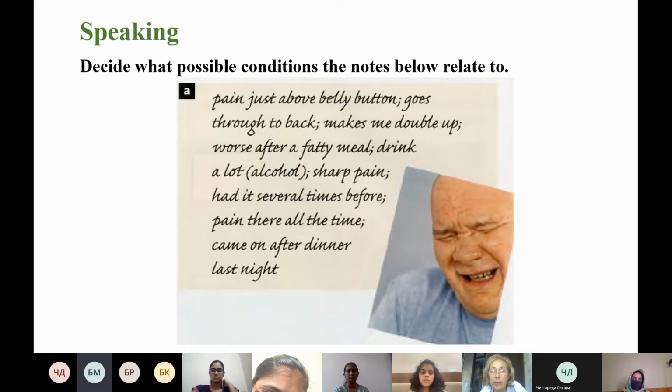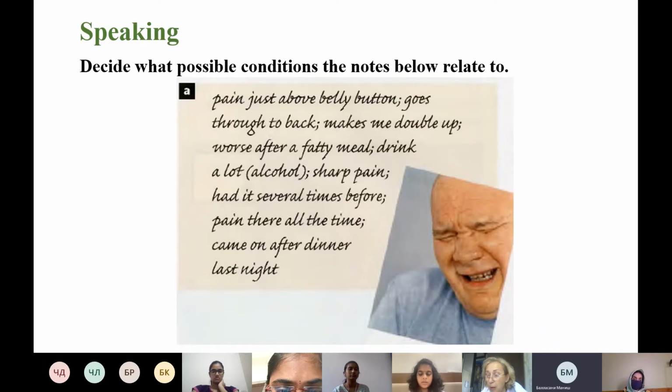Yes, ma'am. Start, please. I need to read that information, right, ma'am? Yes. Pain just above belly button goes through to back, makes me double up, worse after a fatty meal, drink a lot of alcohol, and sharp pain. Had it several times before. The pain is there all the time. I'm not getting it, ma'am. Came on after dinner last night.